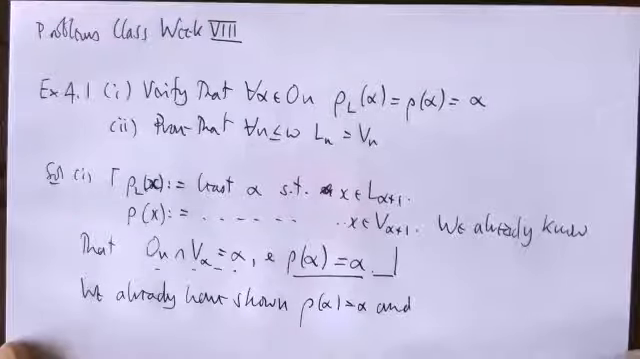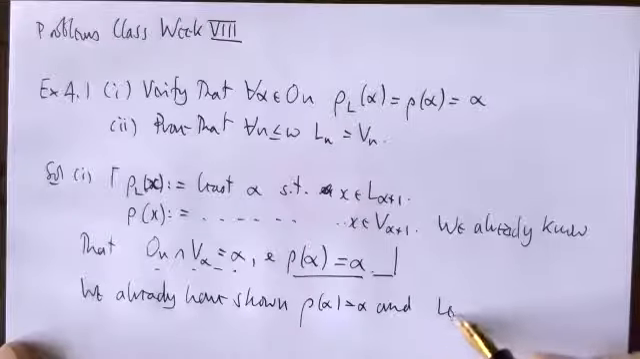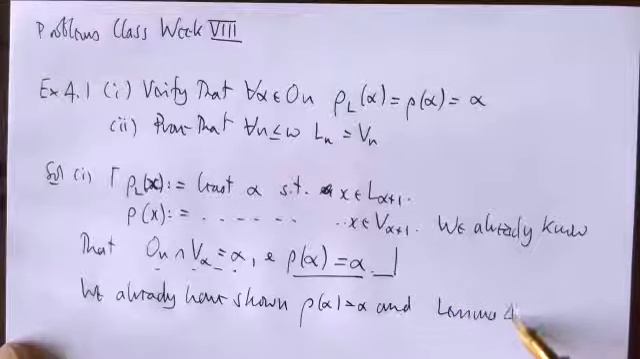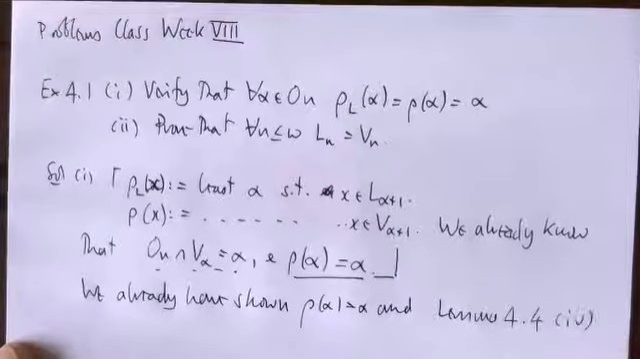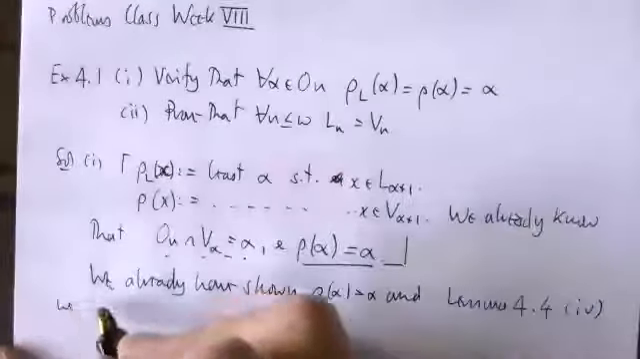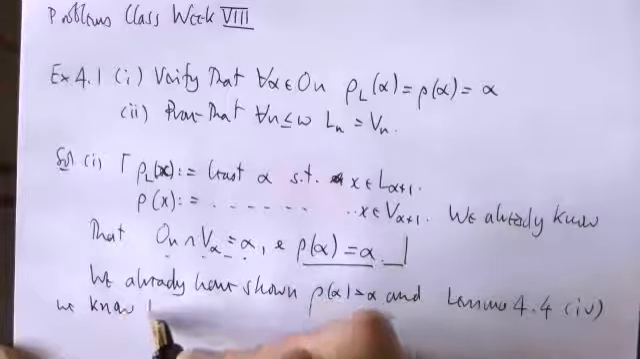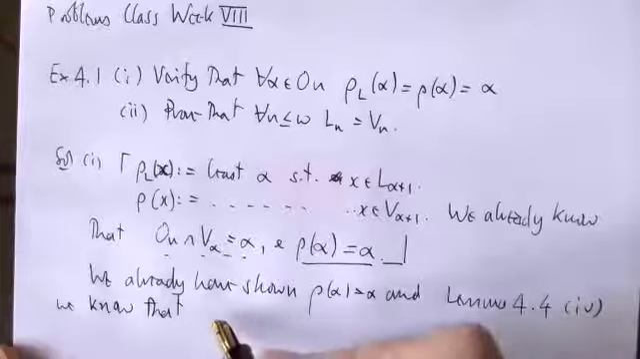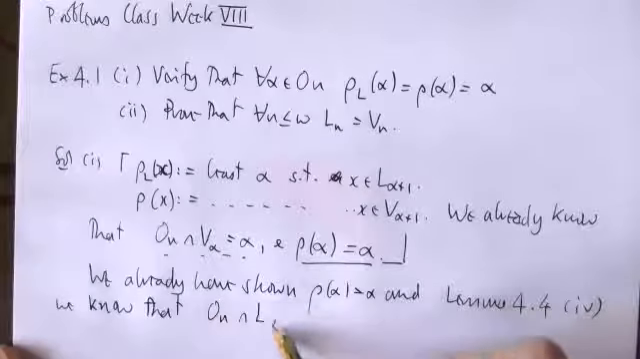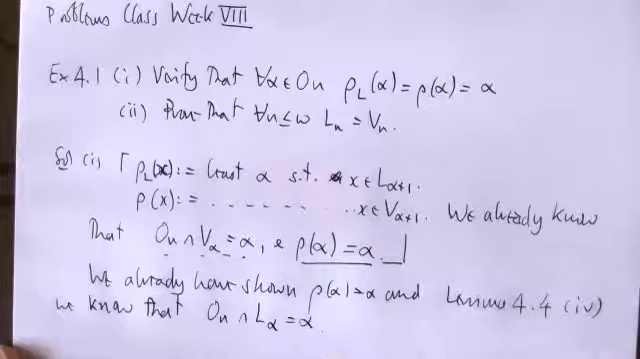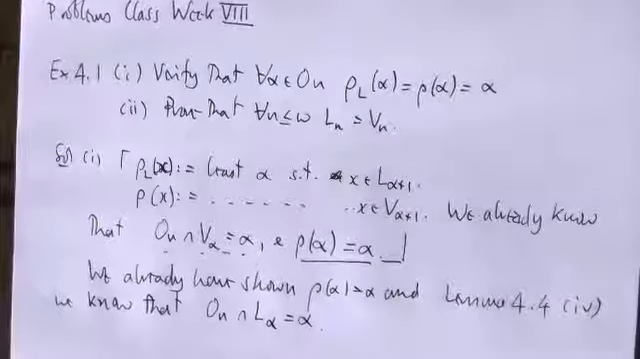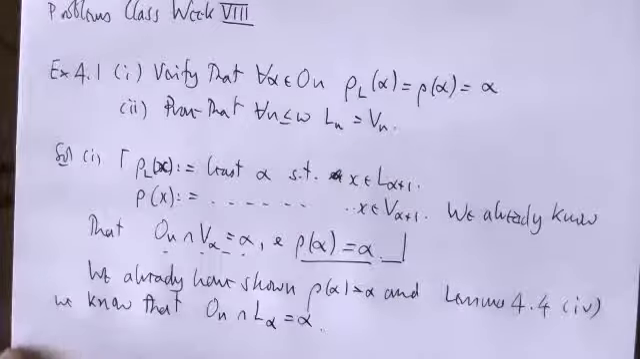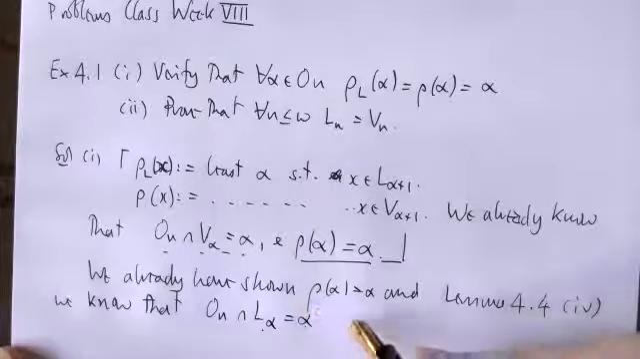And if you look at lemma 4.4, we know that the ordinals intersect L alpha, like for V, is also alpha here. So alpha is a subset of L alpha. It's a member of def L alpha.